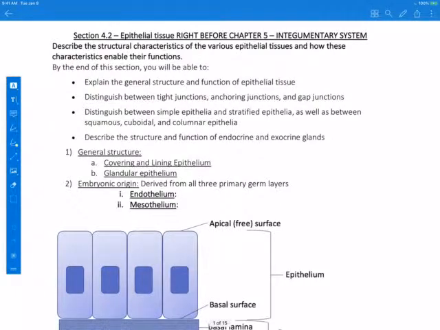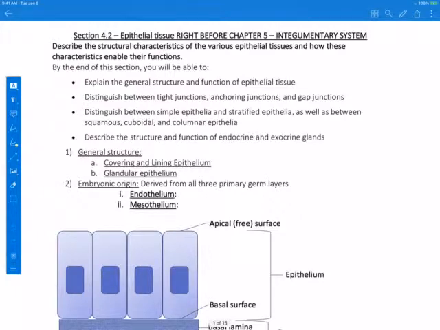You should be able to identify the three main types of cell junctions that connect the lateral sides of cells within epithelial tissue, and then also be able to distinguish between simple epithelia and stratified epithelia. And then also we'll talk a little bit about glands, and we'll focus on exocrine glands, but you should know the difference between endocrine and exocrine glands.